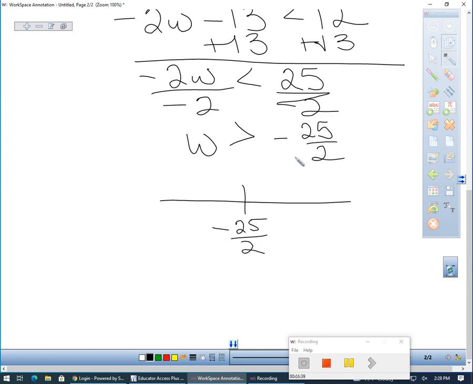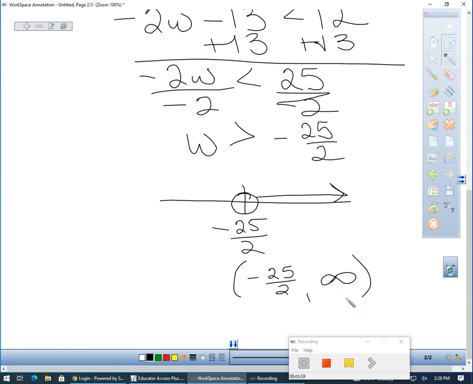At negative 25 over 2, it's all I'm asking you to put on the number line. Gabe, listen. Is this an open or closed dot? Open, good. And it's greater than, so it goes to the right. Interval notation starts with a parenthesis because it's an open dot. Negative 25 over 2 to infinity with a parenthesis.